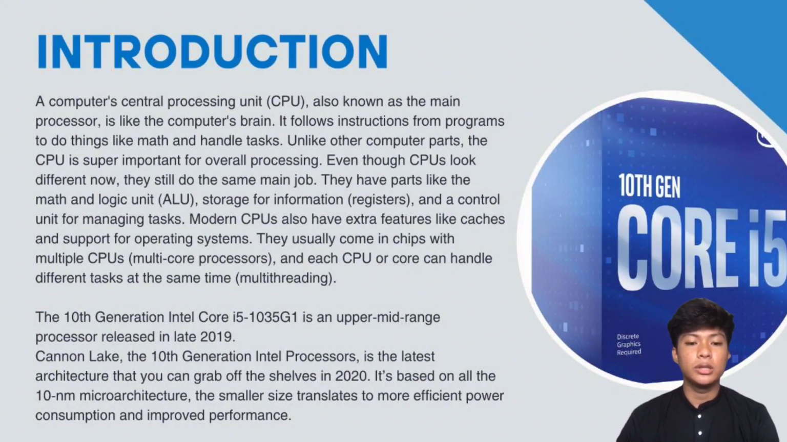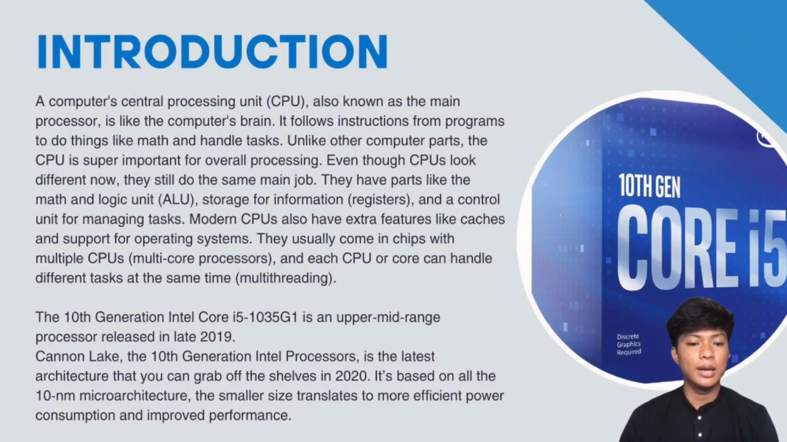A computer central processing unit, CPU, also known as the main processor, is like the computer's brain. It follows instructions from programs to do things like math and handle tasks. Unlike the other computer parts, the CPU is super important for overall processing. Even though CPUs look different now, they still do the same job.